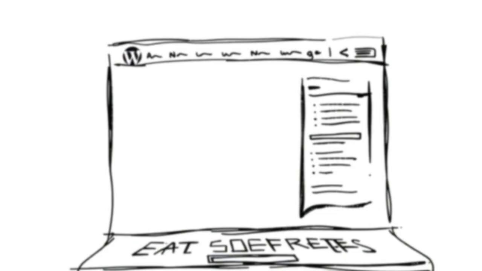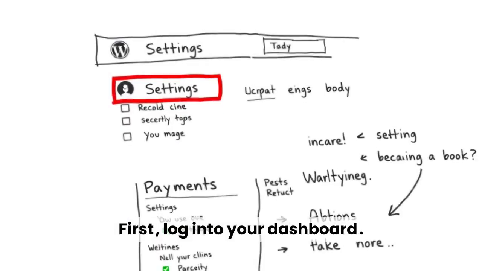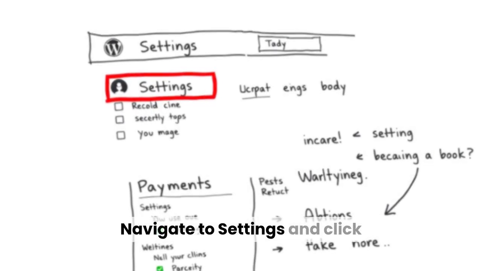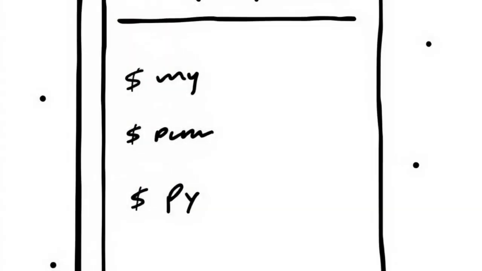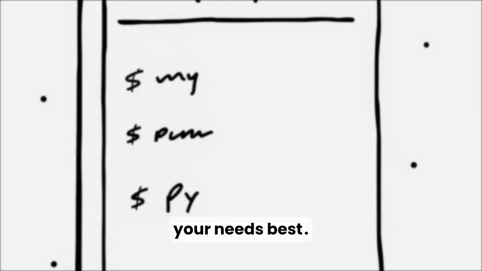Let's dive in. First, log into your dashboard. Navigate to Settings and click on Payments. You'll see various payment options. Choose the methods that suit your needs best.